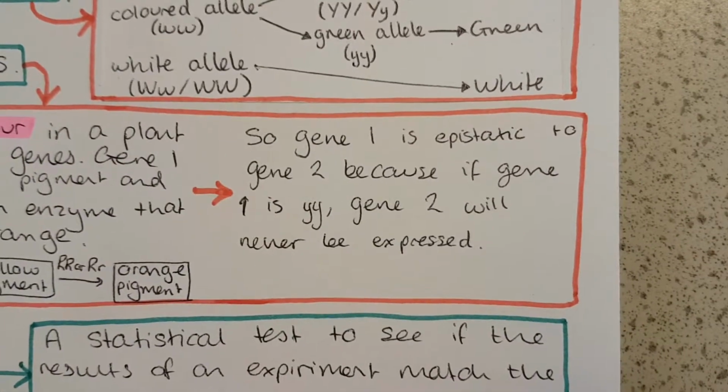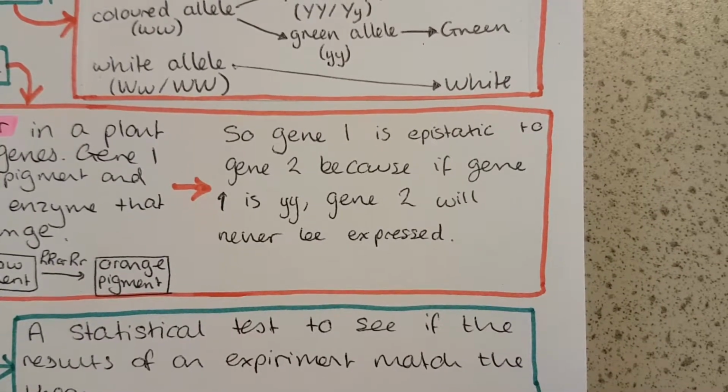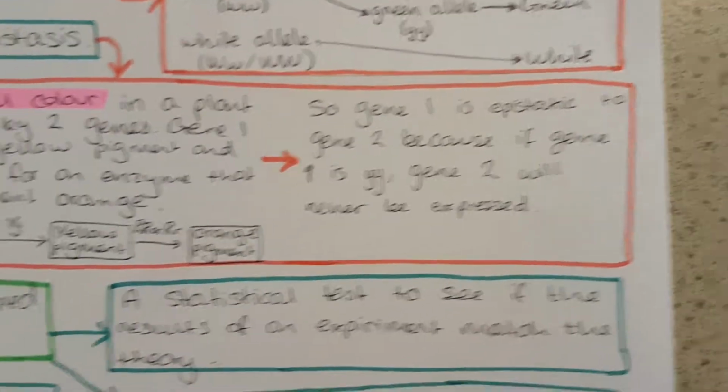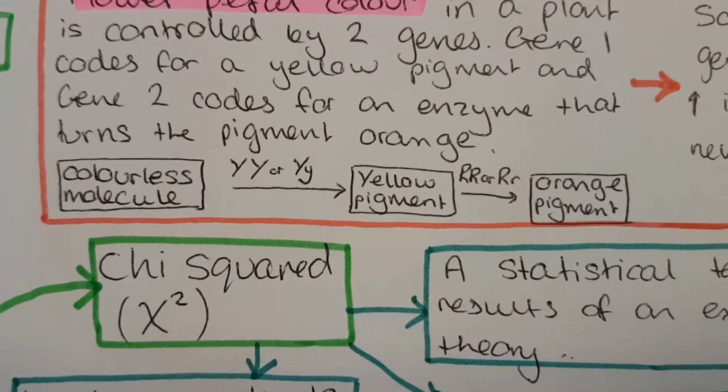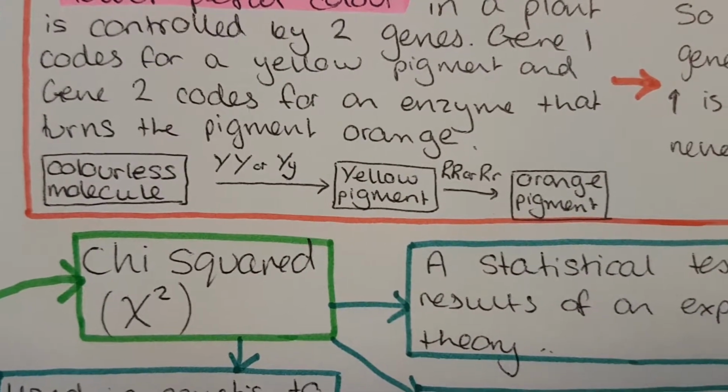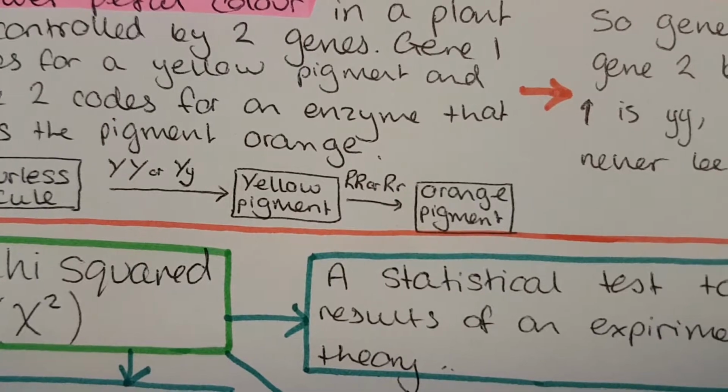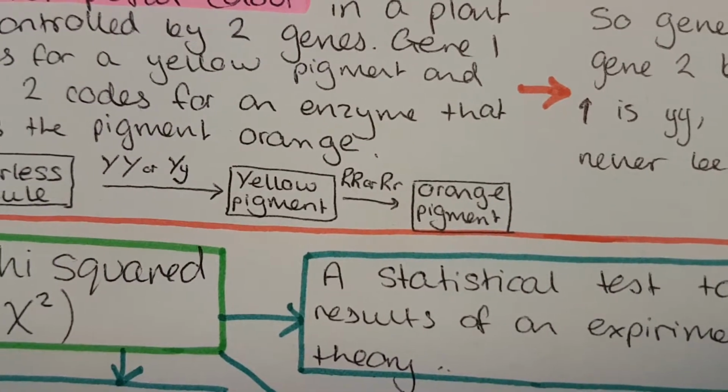So gene 1 is epistatic to gene 2, because if the gene is little y, gene 2 will never be expressed. So you need those dominant alleles, those dominant big Ys in there somewhere, otherwise you never get onto this R allele to express yellow and orange.